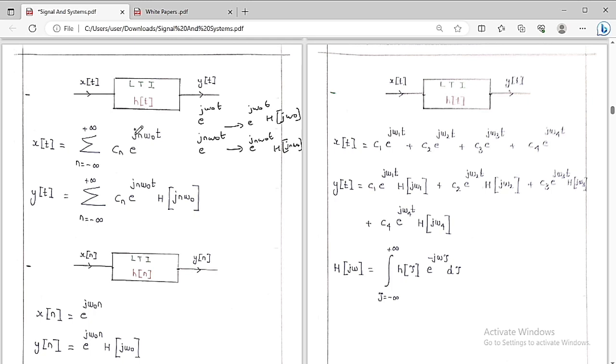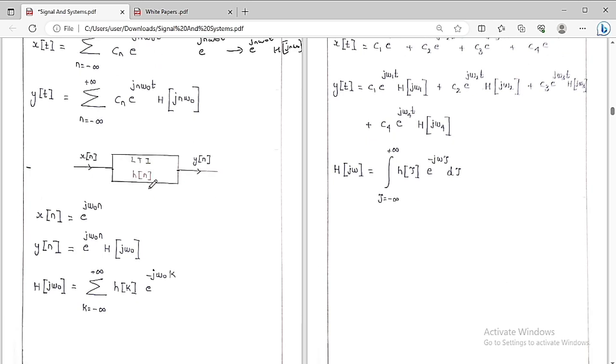So if e to the power of j n omega naught t is the input, then the output is e to the power of j n omega naught t into h of j n omega naught. So this is what I am trying to tell you. Here e to the power of j omega naught t or e to the power of j n omega naught t is the eigenfunction for the LTI system, because the output is a scalar multiple of the input. So like this we can write here. Now let's go for the further analysis.